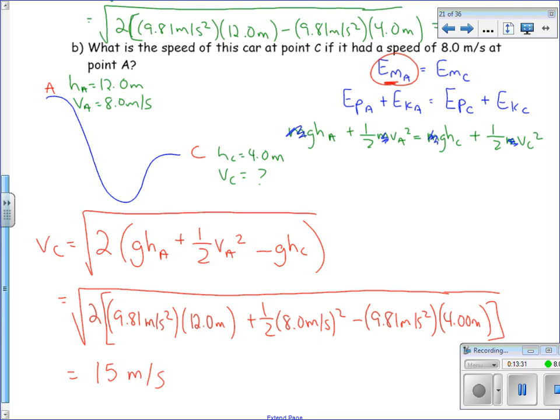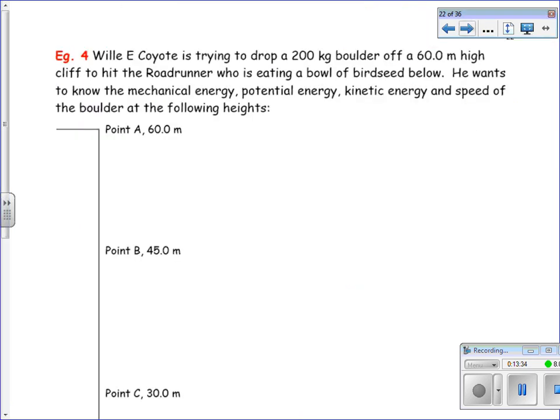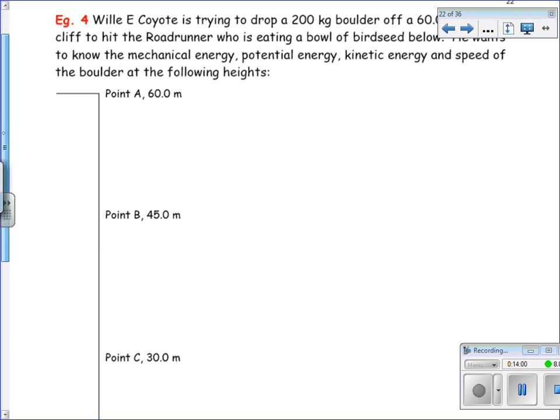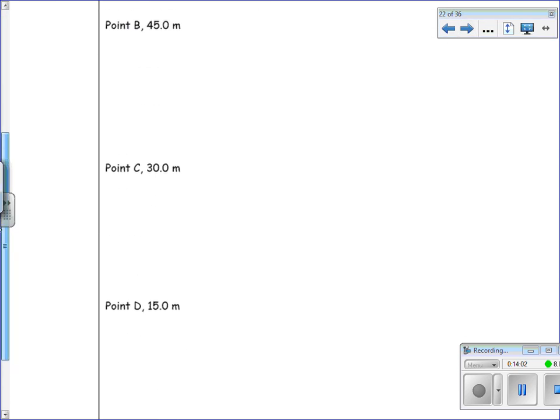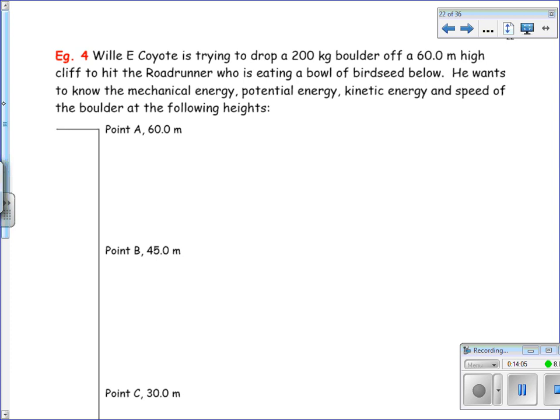Okay, the next question is going to be a bit of work, but I've given you this question because I want to illustrate the fact that the mechanical energy stays the same at every single point of an object's travel. So we've got Wile E. Coyote trying to drop a 200-kilogram boulder off a 60-meter high cliff to hit the roadrunner who's eating a bowl of birdseed below. He wants to know the mechanical energy, the potential energy, the kinetic energy, and the speed of the boulder at each of the following heights. And we have 5 heights, 5 points we're going to look at, right? 0 meters, 15 meters, 30 meters, 45 meters, and 60 meters.